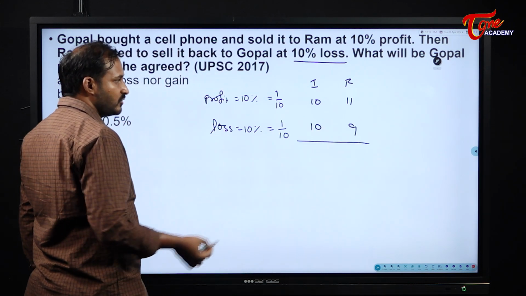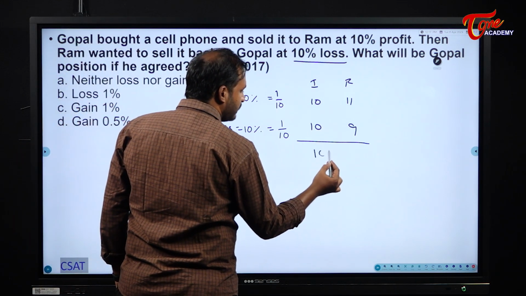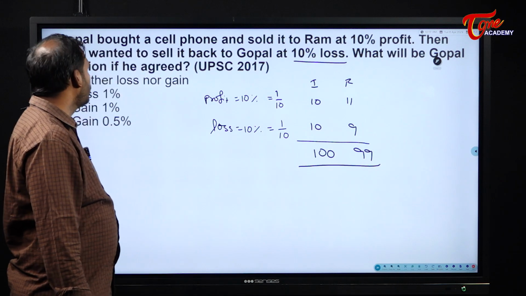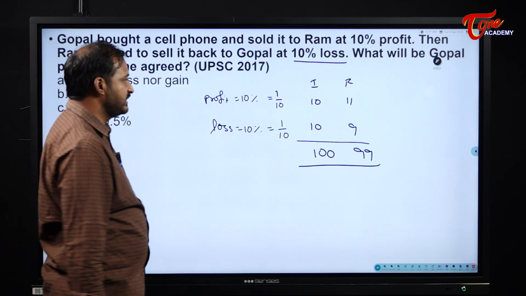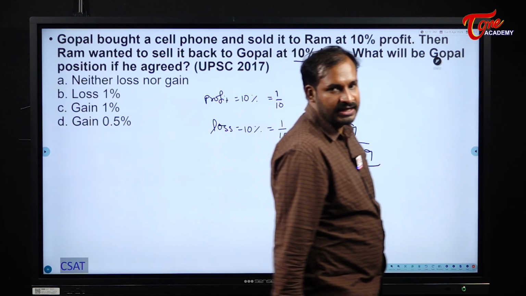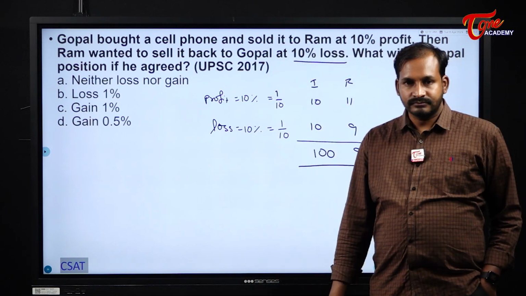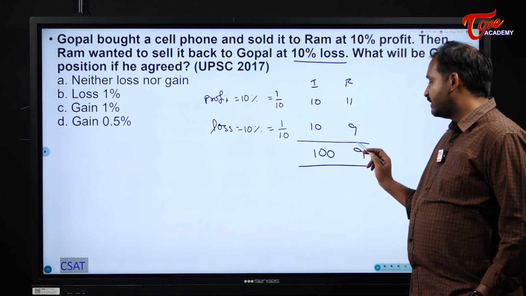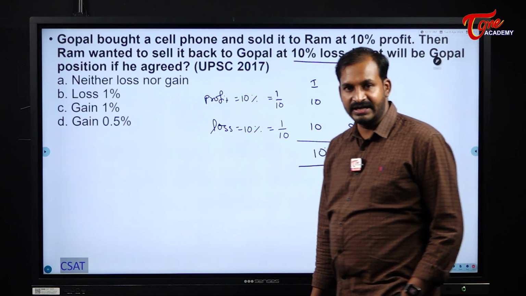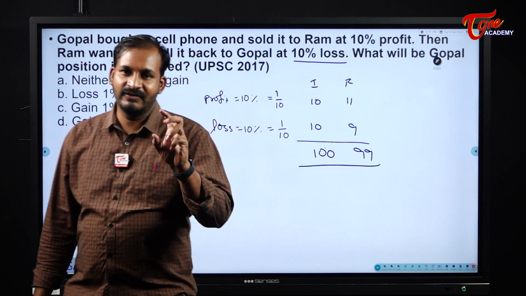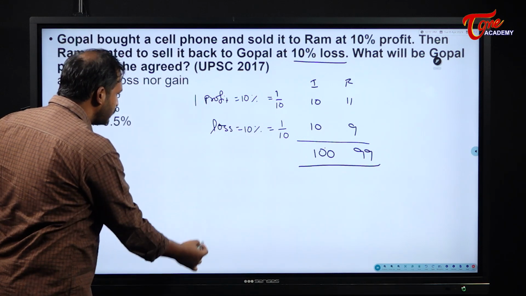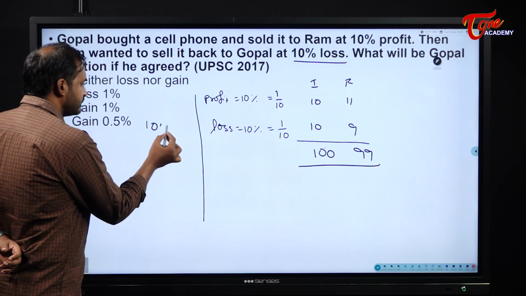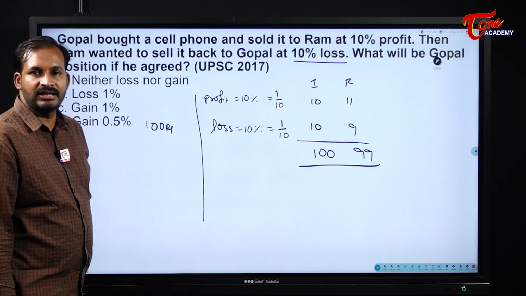So initially the price he will spend is 100 and in return he will get 99. Now tell me, what is Gopal's position if he agrees for this deal? He will get a gain, because the actual price is 100. In return, he is purchasing it for 99 only. But please be careful, this is a little bit tricky. If you have any doubt, go with the general assumption. Assume that the price is 100 rupees.